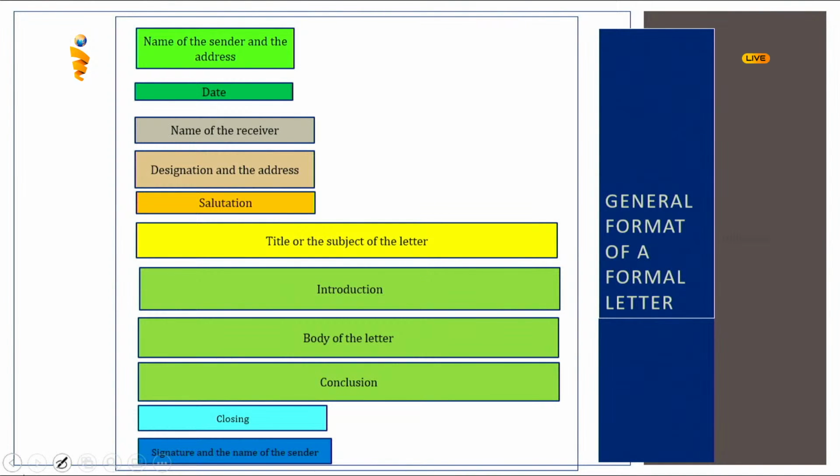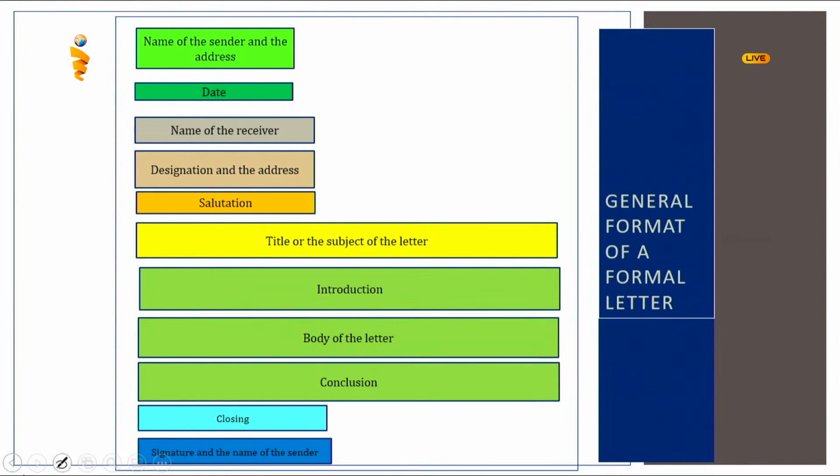Then we have to write the name of the receiver, we can say name of the recipient or the receiver. Then the designation and the address. What do you mean by designation? In Sinhala, we call it Tanatura, the title. If he or she is a manager, you can say manager. If you are writing to a principal, the designation is the principal, right? So, there we have to mention the designation or the title and the address of the receiver.